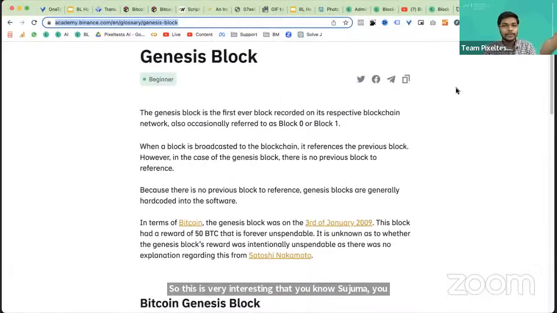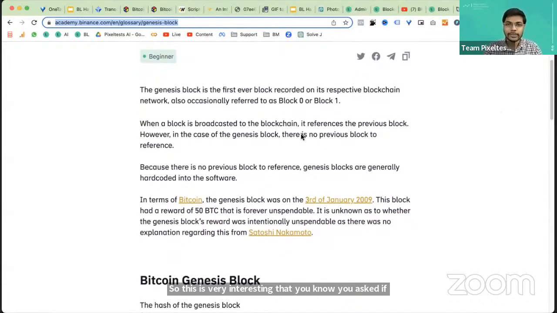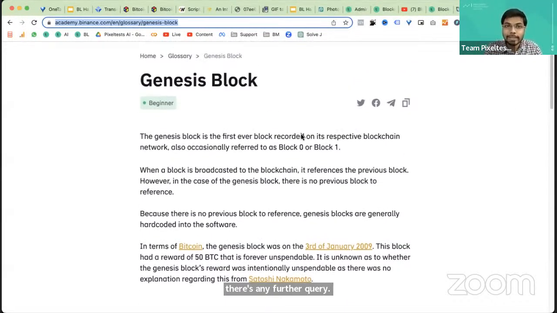Great. So one of the questions, maybe Suju ma'am is not here, was regarding the Genesis block from yesterday. Let me try to share another reference here. I'll also share my screen. This is very interesting that you've asked, Suju ma'am. If there's any further query, if you go through the recording or anything, you can let us know. So basically, we'll come across this more.